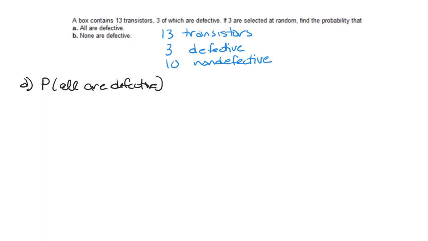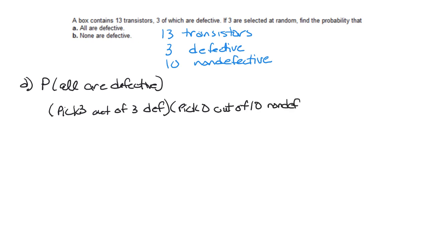All right, so when we think about them all being defective, I'll write this out just in thought process so you can see what I'm thinking. I need to pick three out of three that are defective, and I'm going to pick zero out of the 10 non-defective. All right, so that'll be my numerator, and then in the denominator, I am going to pick 3 out of 13, and that's the total count of the transistors.